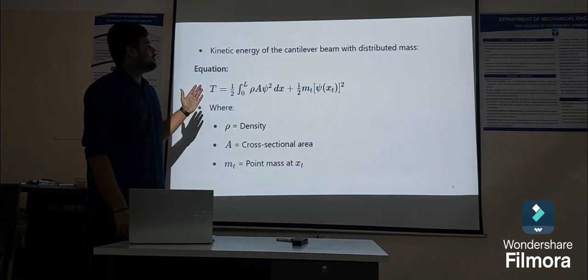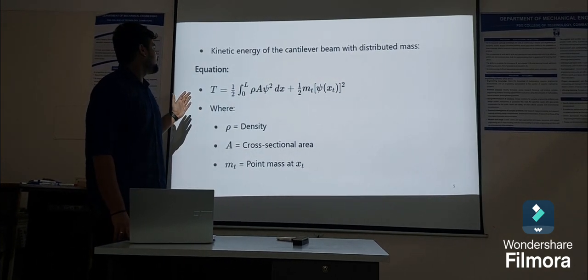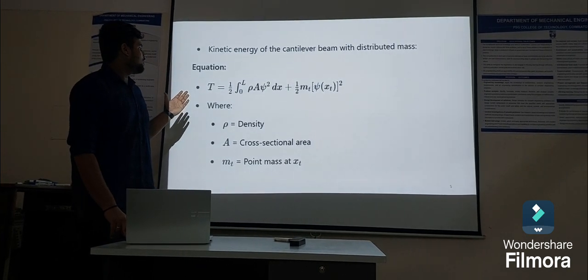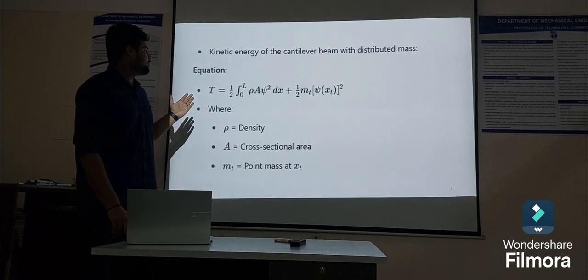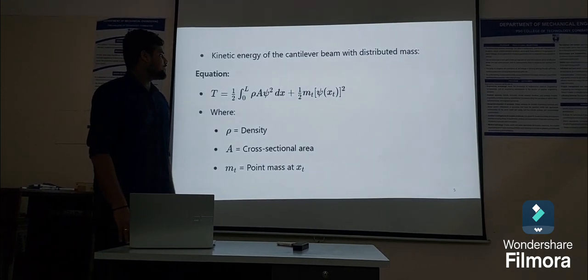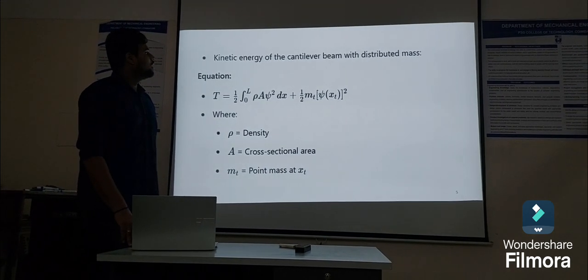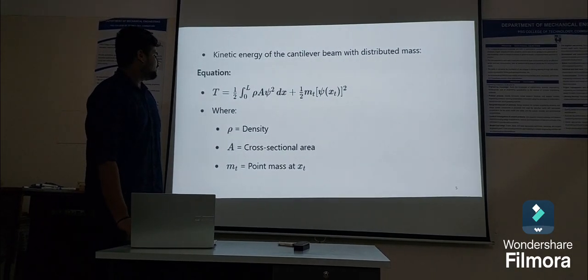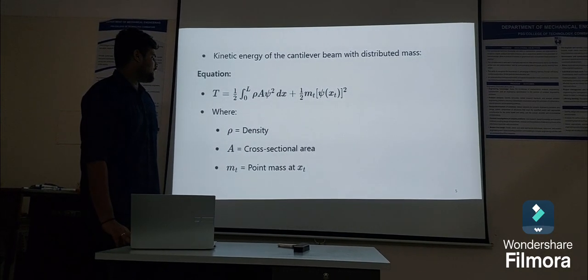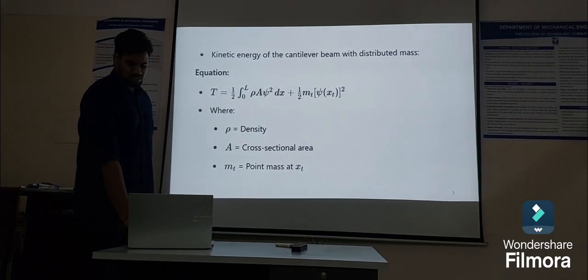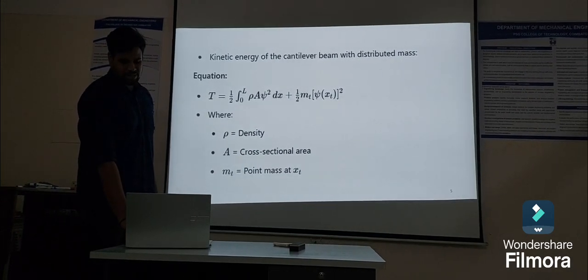Kinetic energy of the cantilever beam with distributed mass. The equation for that is T is equal to half integration from 0 to L of rho A psi square dx plus half M T psi whole square, where rho represents density, A is the cross sectional area, and M represents the point mass at x T position.